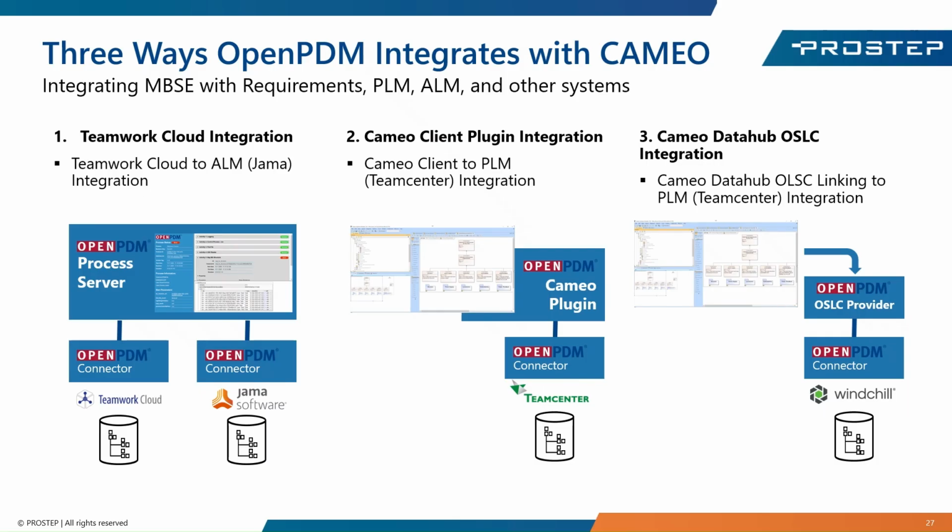One uses Cameo client plugin technology, directly within the client, enabling you to read and write data to a PLM system. The other uses the Cameo Data Hub, which has an OSLC consumer within it, that we can use with our OSLC provider and an OpenPDM connector. In this case, it shows Windchill, but these could be any connectors because of the neutral way that OpenPDM works, so that you could have a linked data type of integration with Cameo specifically, because they have that OSLC consumer technology.